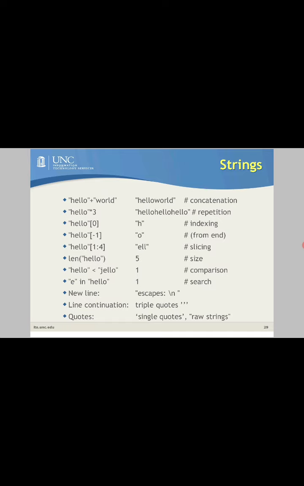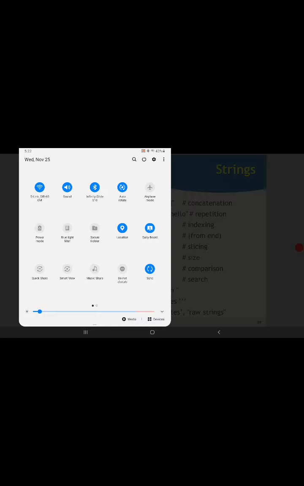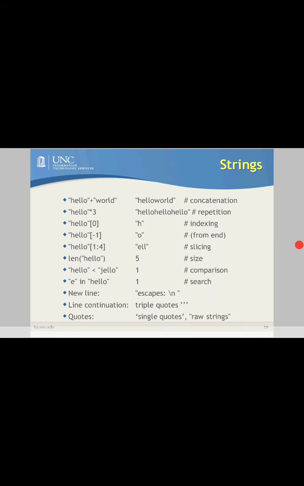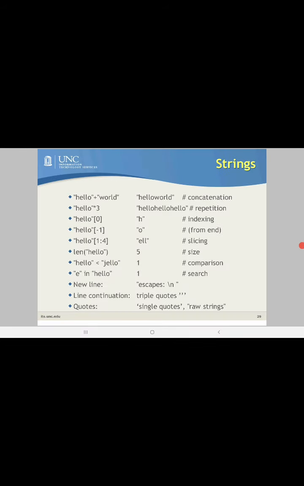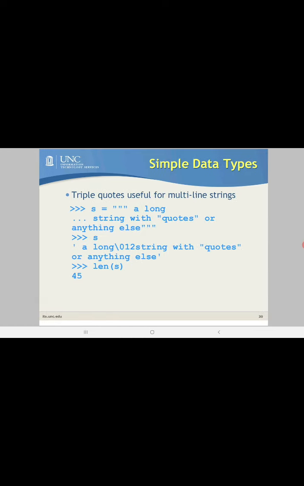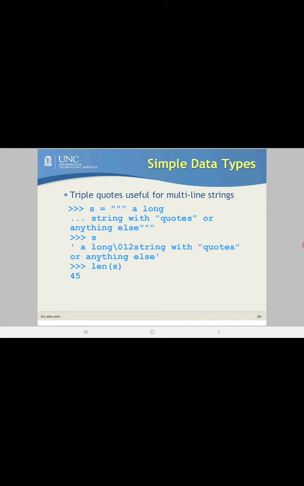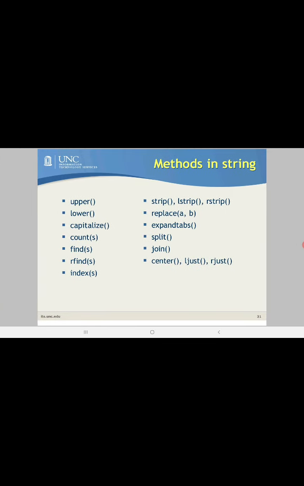So what is a string? A string is nothing but anything placed within double quotes is called a string constant. So here are the different examples for strings. Within quotes something, within quotes something, and new line symbols like that. So simple data types. The triple quotes are useful for multiple line strings. So these are the different examples for data types.